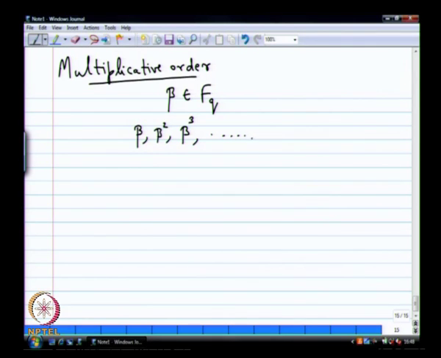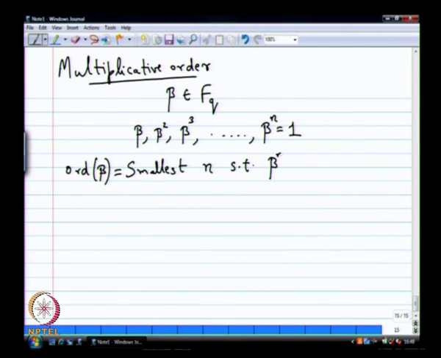So there will be a smallest n such that beta power n is equal to 1, and it will have to repeat at 1. It cannot repeat at some other power of beta, because then you can show easily that there would be a smaller number which was 1. So it will repeat at 1. The smallest such n is defined as the order of beta, such that beta power n is equal to 1. Is this okay? It's fine, right?